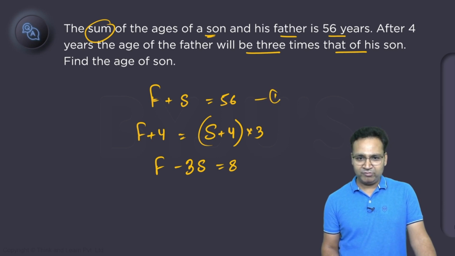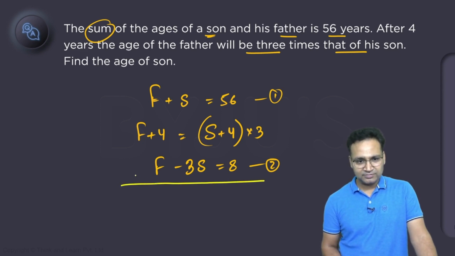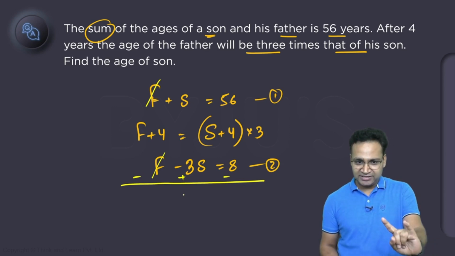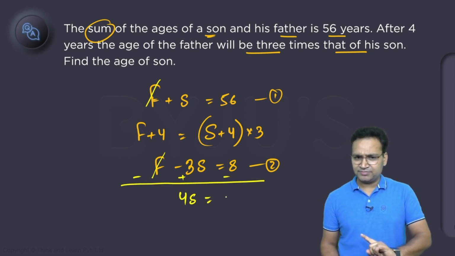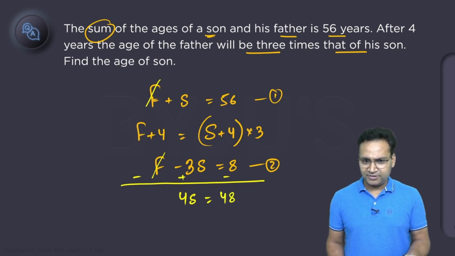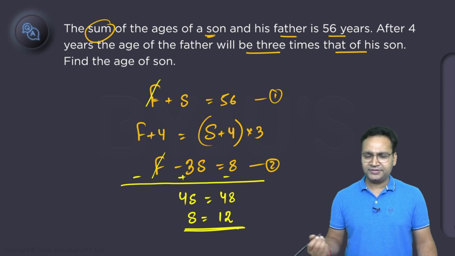Now we have equation number 1 and equation number 2. If I subtract the two equations, so it is minus, plus, minus. F and F will cancel. S plus 3S, 4S is 56 minus 8. 56 minus 8, tell me. 48. So what is S? 48 by 4, 12. That's the systematic way of doing it.